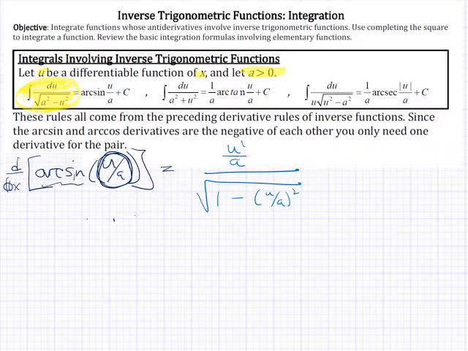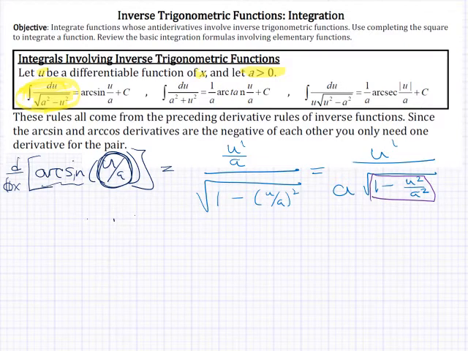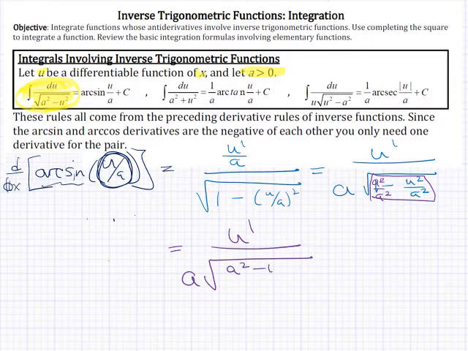Well, that's not quite what we see here, but we'll get there. So I'm going to write this as u prime over a, this is in the denominator, so I'm going to bring it down here, 1 minus u squared over a squared. I'm then going to write this as a single fraction, so common denominator of a squared, so we have a squared over a squared. So then I'm going to write that as u prime over a times the square root of a squared minus u squared all over a squared.